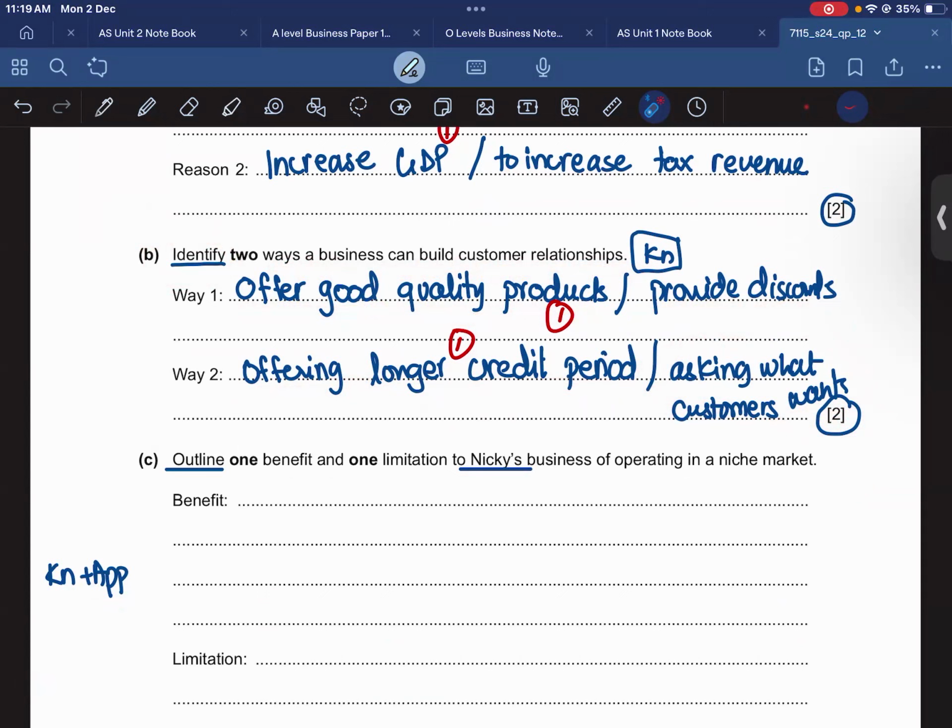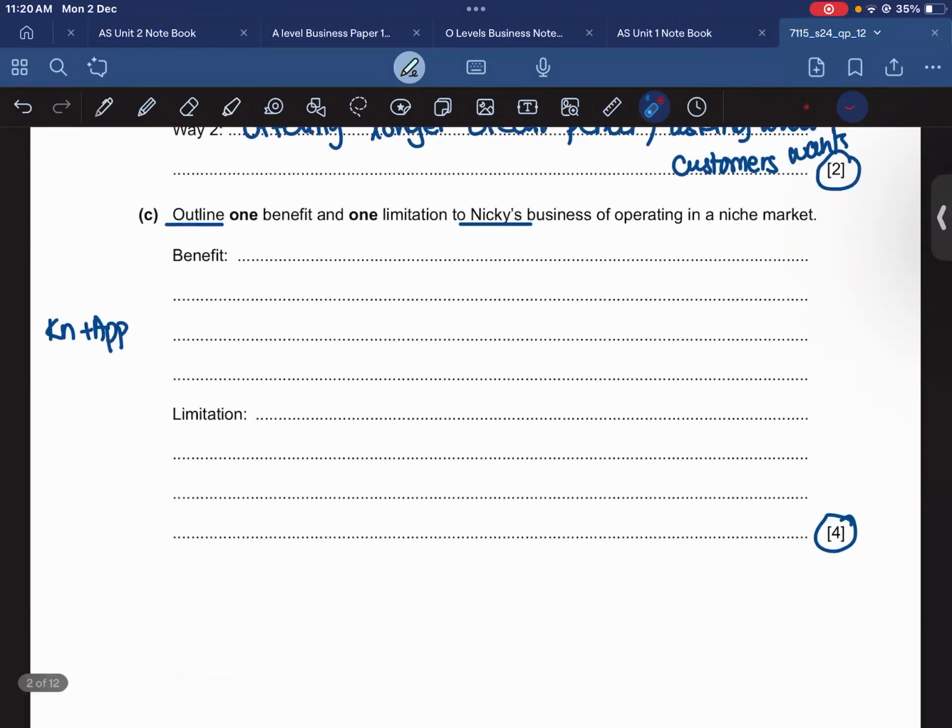So you can write out of these 4 points, you can write any two to get full 2 marks. All right. No need to explain, neither do you have to make any link to the case study, nothing. Now comes the 4 marks questions.